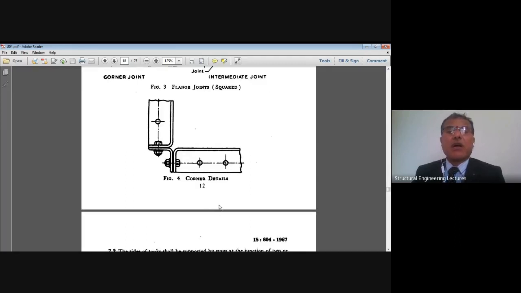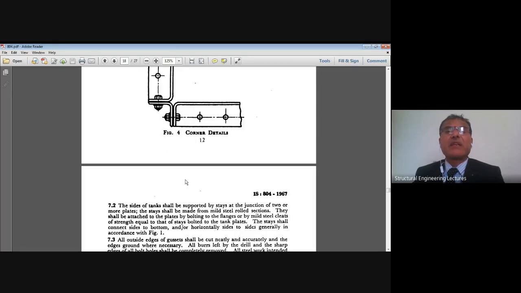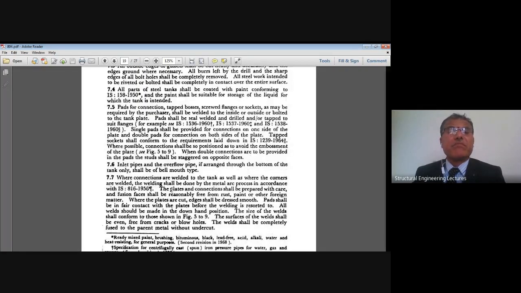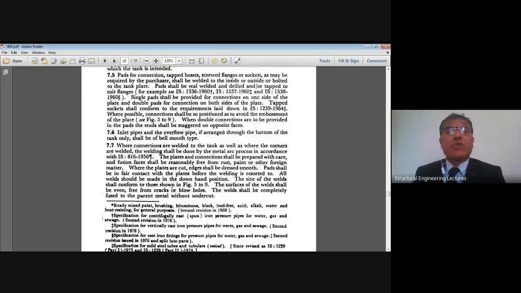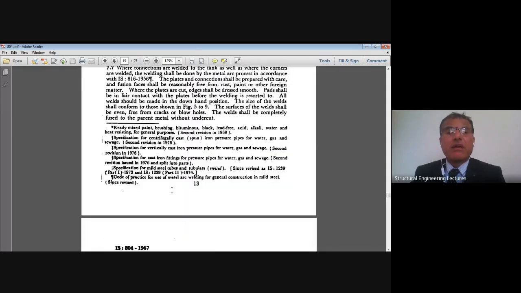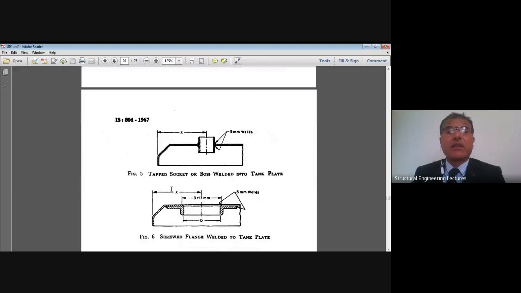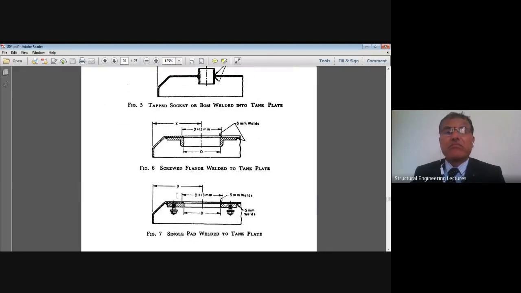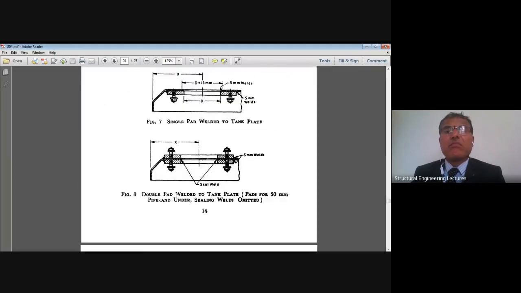And this is how the corner details are for the same squared flanges, right, using an angle, an angle will be used there, right, for connection of these two flanges which are external, right? Then let's move to the next table. Our next discussion is... I'll skip this.